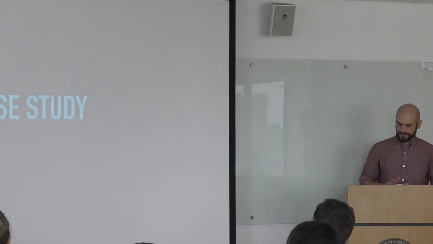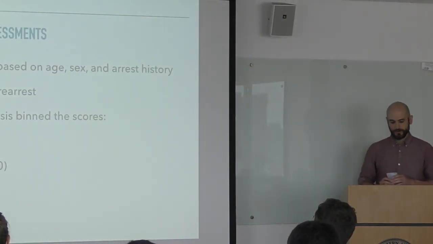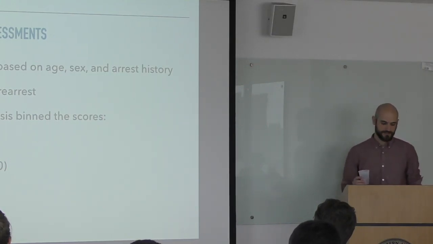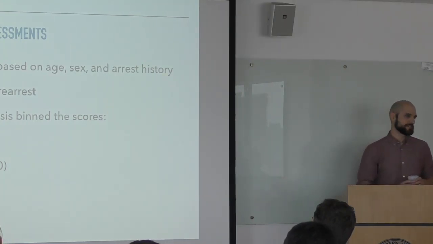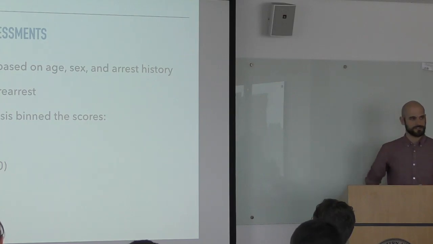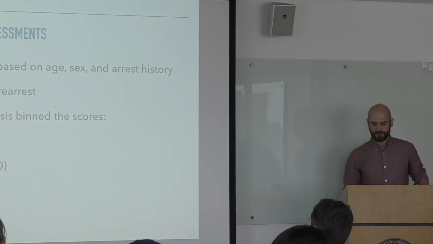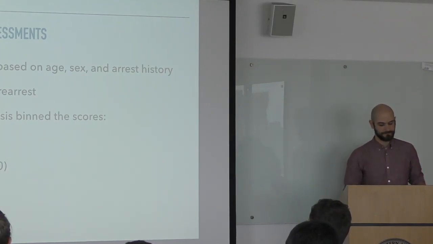So here's the case study. COMPAS is an algorithm that predicts recidivism based on age, sex, and arrest history. And people hope that programs like COMPAS can make pretrial detention decisions quicker, more fair, and more equitable. But there have rightly been a lot of worries about these. And I'm going to be focusing on one particular worry, which was raised by ProPublica.